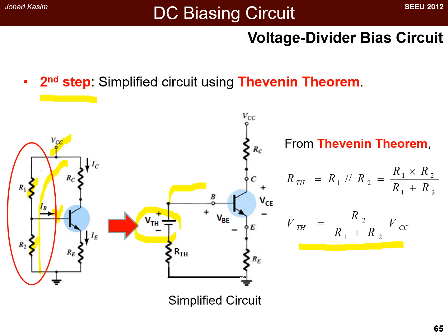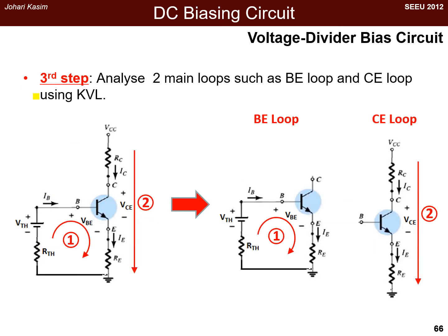R2 over R1 plus R2 times VCC, and then we find the Thevenin resistance that also refers to the base of the transistor BJT, where the Thevenin resistor is equal to R1 parallel R2, equal to R1 times R2 divided by R1 plus R2. The third step, we analyze the BE loop and CE loop using Kirchhoff's voltage law.